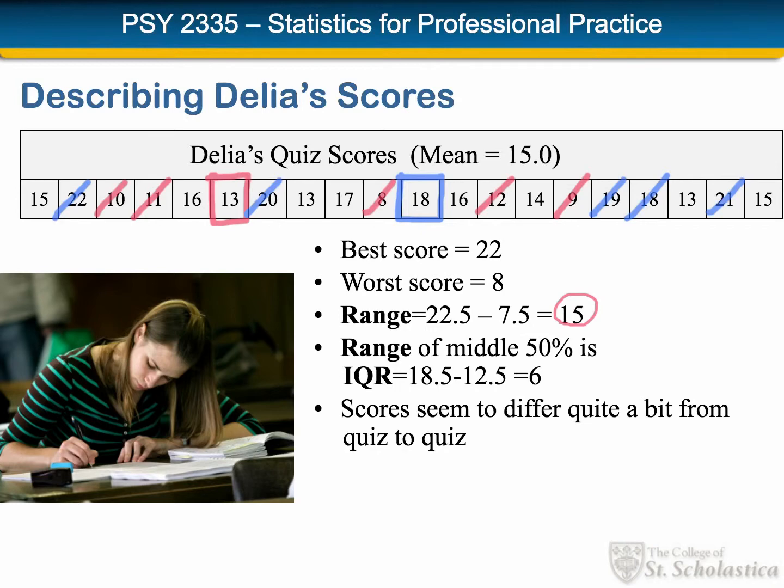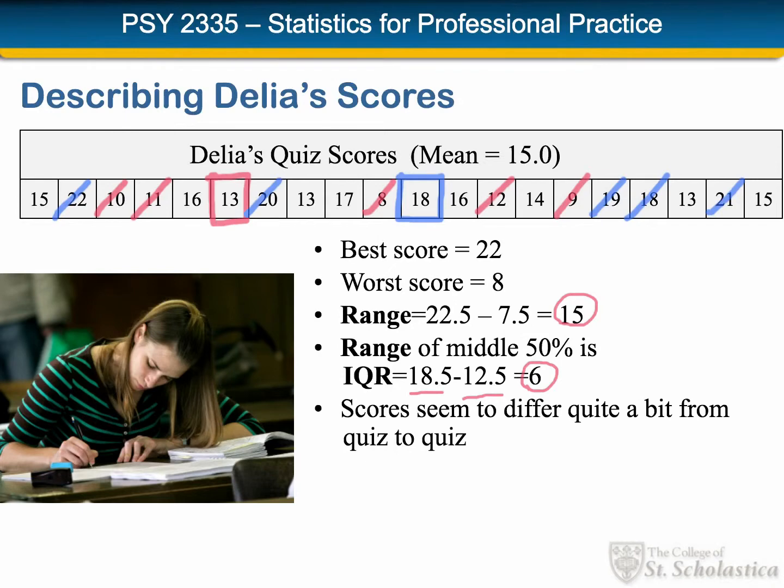Even when I remove the most extreme scores, I've already crossed out her top 5 scores and her lowest 5 scores, we find that her interquartile range is a high of 18.5 minus a low of 12.5, or 6. So Delia's middle 50% of her scores has the same range as Julian's entire range.